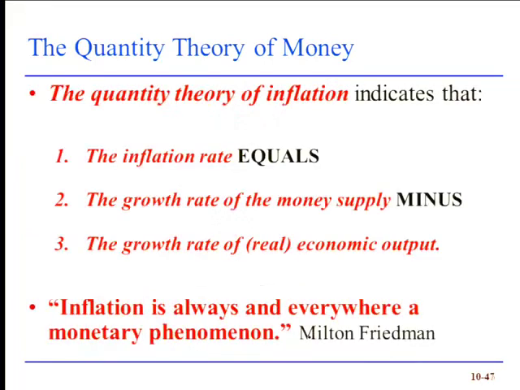Now, this last equation can also be thought of as the quantity theory of inflation rather than simply the quantity theory of money. Again, the quantity theory of inflation says the inflation rate equals the rate of growth of the money supply minus the growth rate of real economic output. Or as Milton Friedman put it, hopefully you all have heard of Milton Friedman, a very famous economist, he said when he was working on the quantity theory, inflation is always and everywhere a monetary phenomenon. This is exactly what he had in mind. You can't have inflation in the long run without the money supply growing faster than the rate of economic growth. That is a necessity.